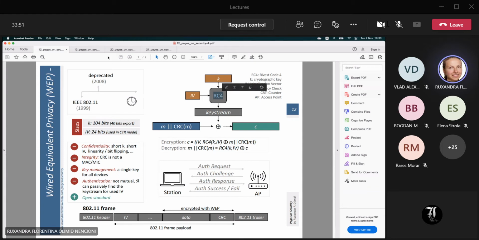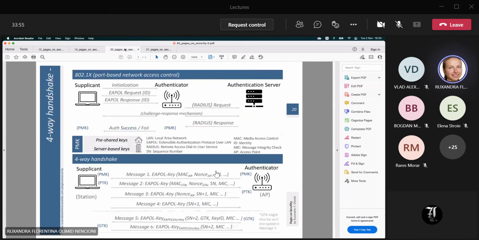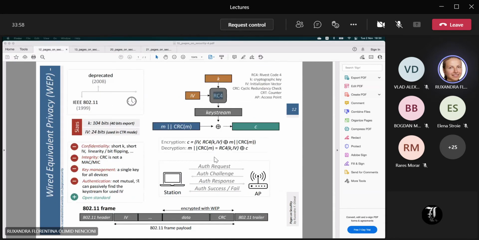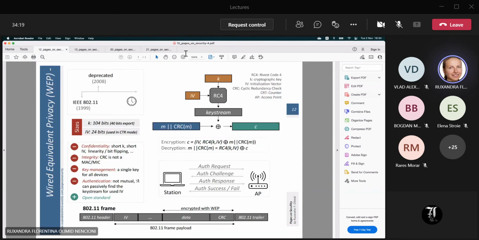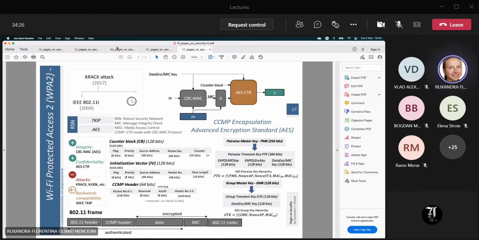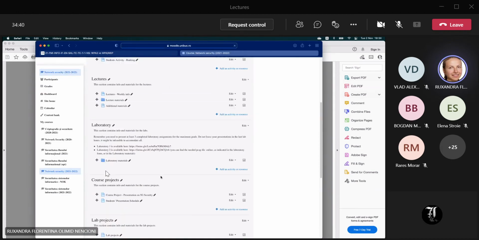Okay. So in CCMP, when we talked about WPA2, that I did not open here, let me take it from here. Should be this one, I think. Yes. So when we're talking about WPA2, we talk about AES. AES is used in WPA2 for encryption. So this is why here it's correct.